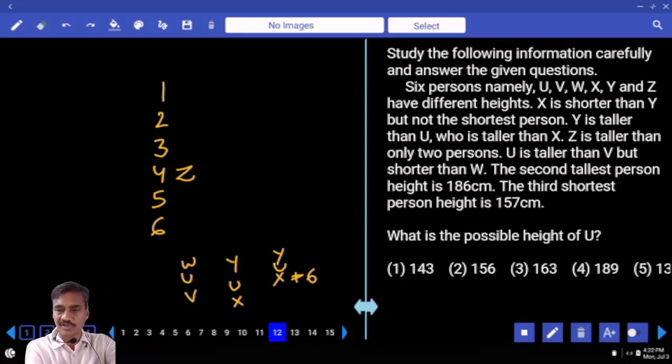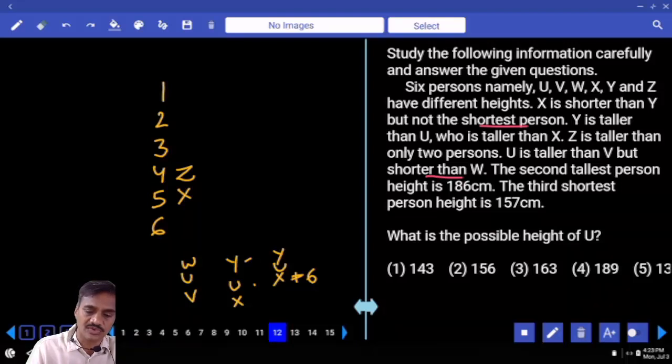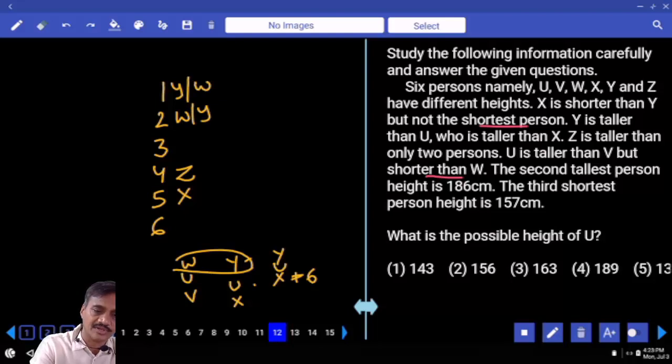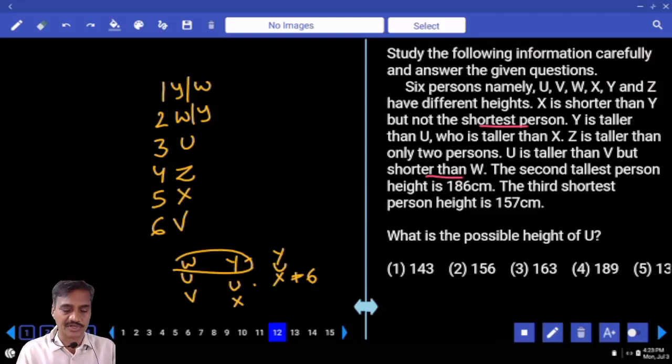Z is taller than U but shorter than W. Which cannot be the shortest here? X cannot be the shortest. Where is this X? X must be here. Now if X is here, then Y, U and X. Y and W have no relation. If Y is here, W is here, or if Y is here, W, then this will be U. The relation between W and Y is not given.